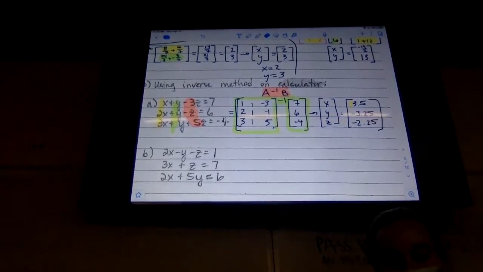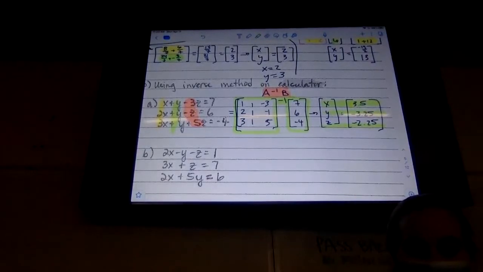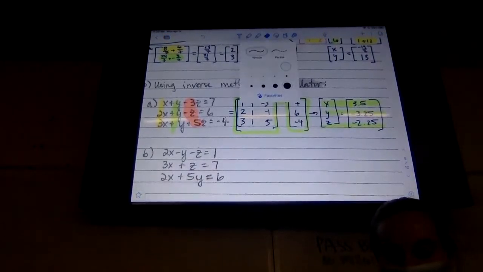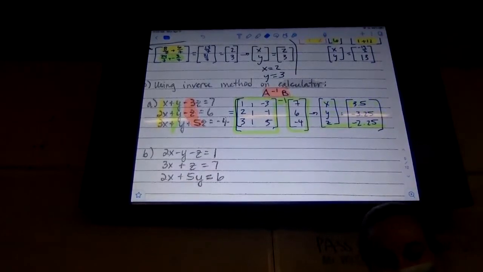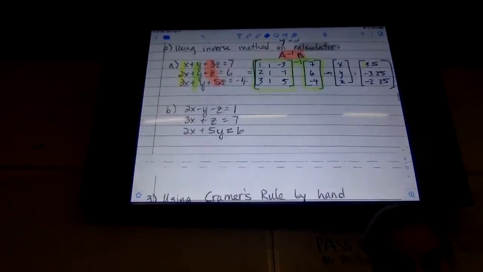3.5, -3.25, and -2.25. And remember when we went over this, the first line is what x equals, the second line is what y equals, and the third line is what z equals. Again, that seems super basic, but if you don't know that's what it means, it will make the rest of this problem super hard. Anybody have any questions yet? So that's just a review of what we did. We're going to do another one in the calculator right now. So let's go ahead and set that up.